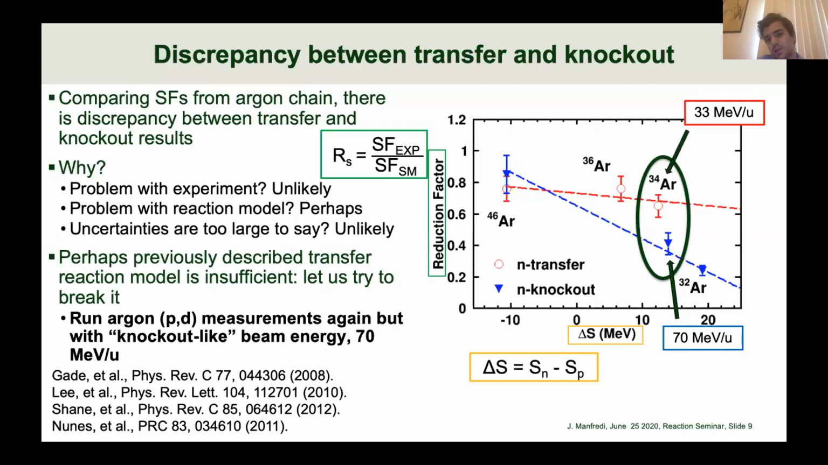So this is a pretty significant difference in beam energy between these two approaches. What we can do is try to run the transfer experiment at a knockout-like beam energy, in this case 70 MeV per nucleon. The idea is that if the transfer mechanism is not giving consistent results, then that perhaps points to specific problems in the reaction model that we're using to extract these spectroscopic factors. So I'm going to talk about the experiment that we did for these high energy transfer reaction measurements.